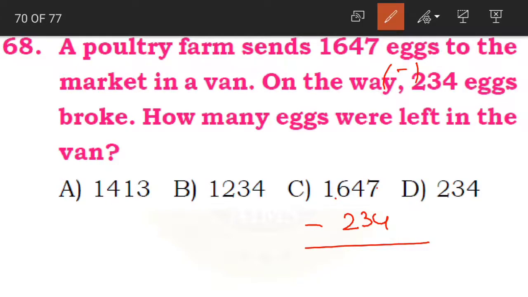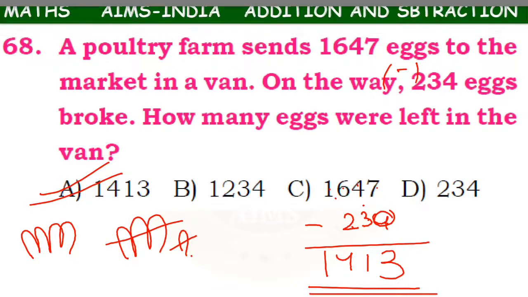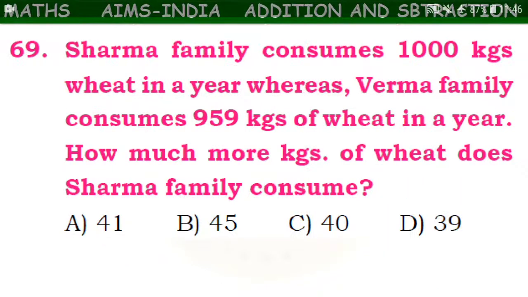234. Starting from the ones place, 7 minus 4. Keep 4 in mind. After 4, 5, 6, 7. 3. So 3 is our answer. 4 minus 3. Keep 3 in mind. After 3 we have 4. Only 1. 6 minus 2. Keep 2 in mind. After 2 you have 3, 4, 5, 6. 4. And lastly we have 1. What is the correct answer, children? 1,413 is our correct answer. That is option A. Only 1,413 eggs were left in the van.